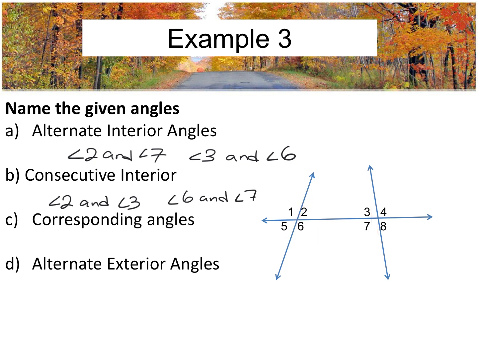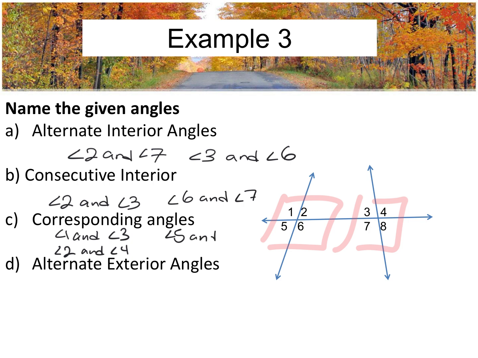Now for the corresponding angles, remember guys, if I were to put both of these in a box, they will go in the same area. So the top left corner with the top left corner, that would be angle 1 and 3. We also have angle 2 and 4, angle 5 and 7, and lastly, angle 6 and 8. Now I'm going to erase these boxes.